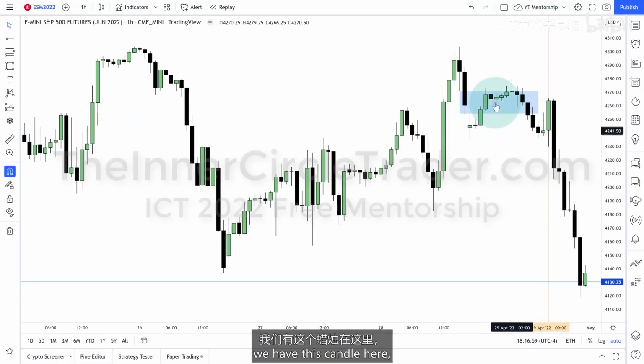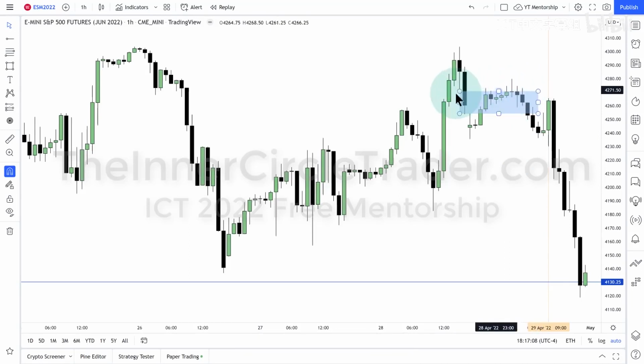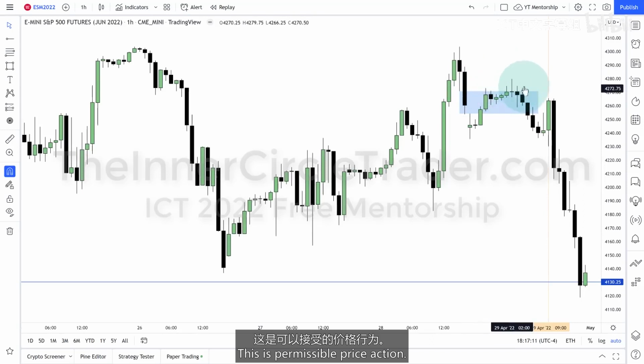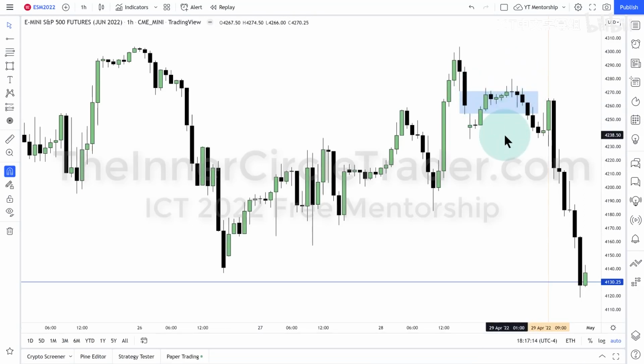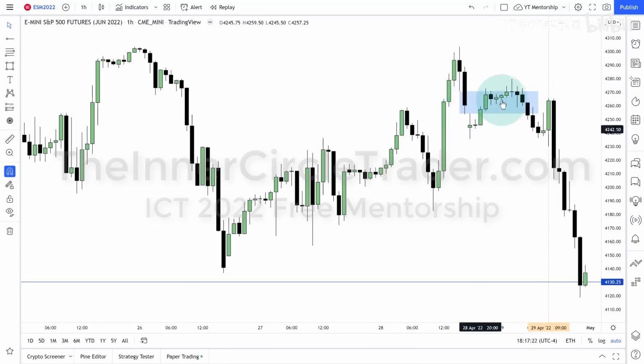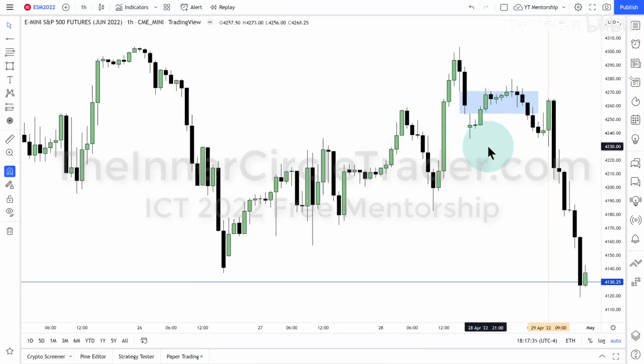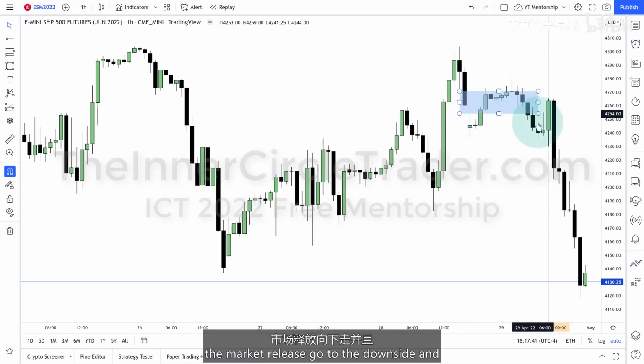Okay. Now, we have this candle here, a small piece of that one, this one, this one, this one, and this one. They go just above that area here. This is permissible price action. In other words, this is something you have to get used to. Look at the bodies of the candles. See how they're staying inside of that imbalance? It reaches for liquidity and stops on these wicks, but the bulk of the volume is being held inside of this imbalance. Notice that? So now we have the market release go to the downside.